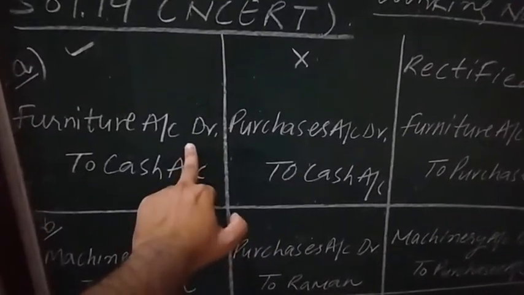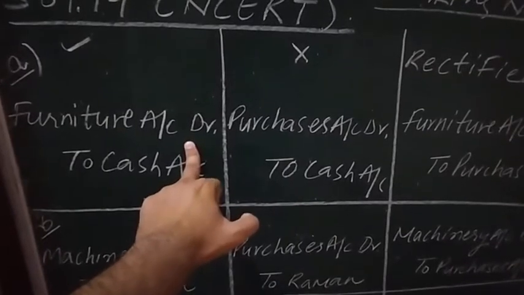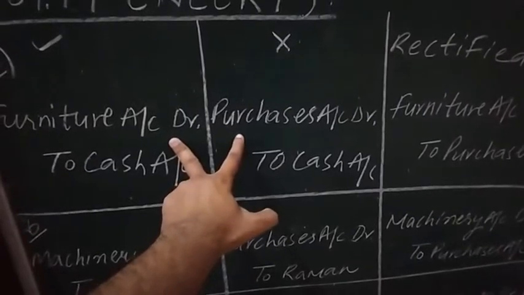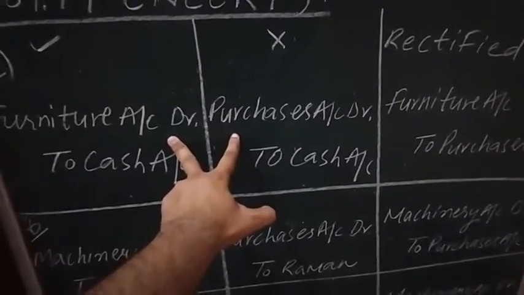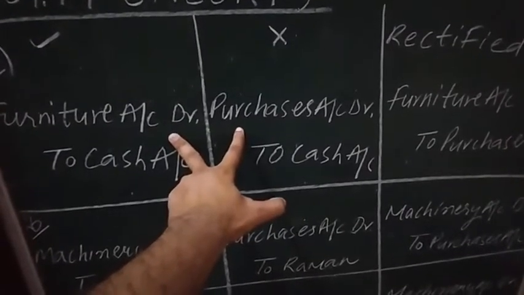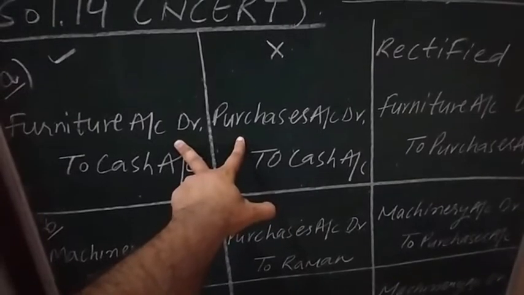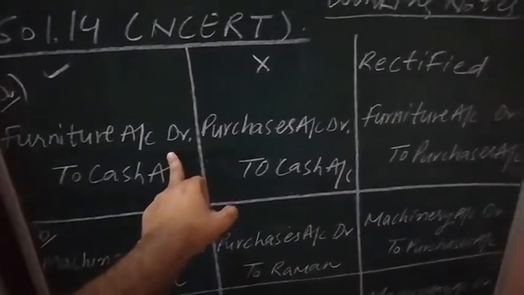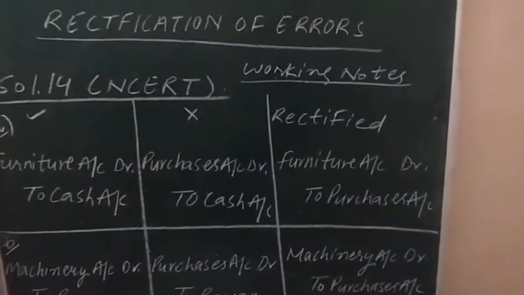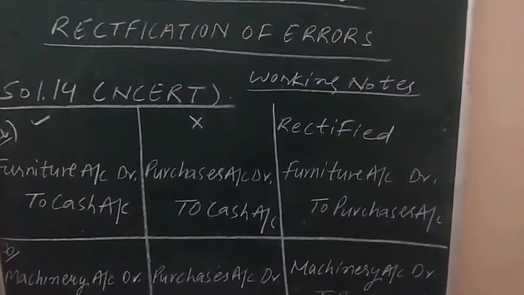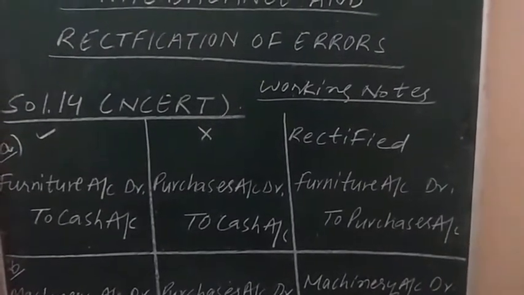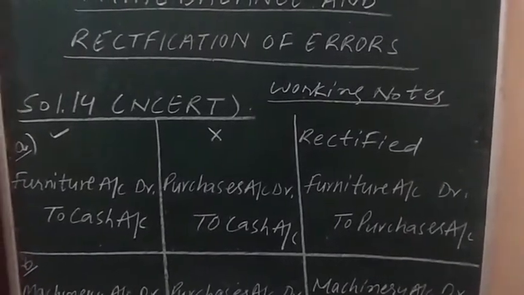Furniture should be placed on the correct place, that is the debit side, and we have to nil the effect of purchases account. In order to nil the effect of purchases account, we need to just change the side of purchases account from debit to credit side, and furniture will be placed on the debit side. The rectified journal entry will be furniture account debit to purchases account. So this is the rectification of the very first transaction given in the NCERT book.